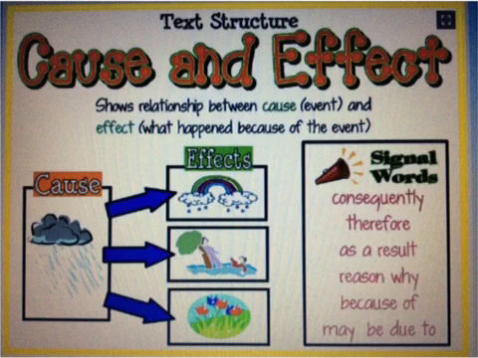Okay, and then we have cause and effect, which is the text structure that shows the relationship between events and the effects of those events. Usually the causes are given first and then the effects are given afterwards. Some signal words include consequently, therefore, as a result, the reason why, because of, and maybe due to.